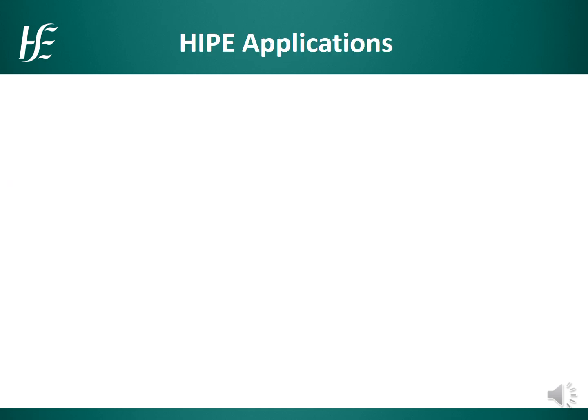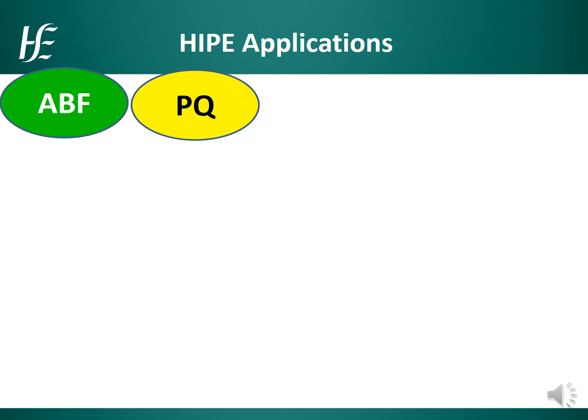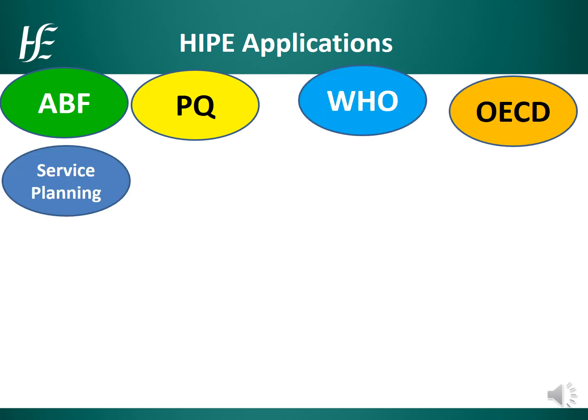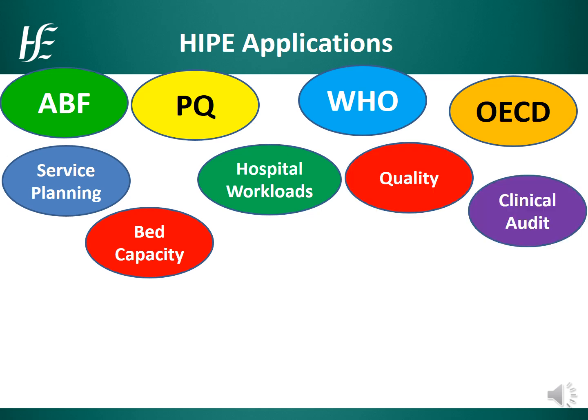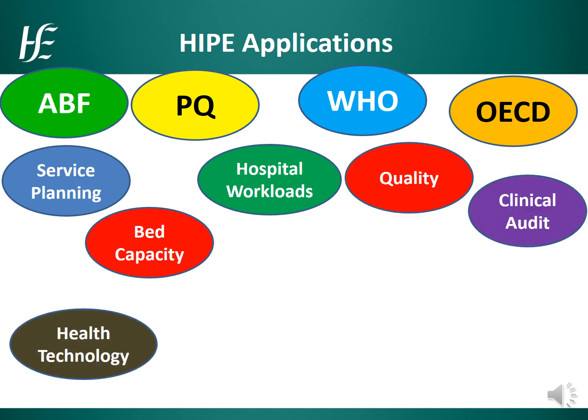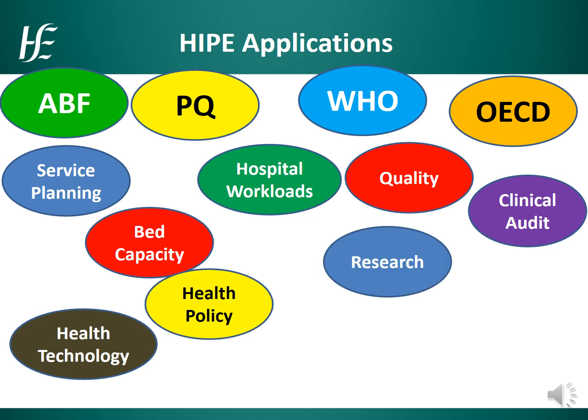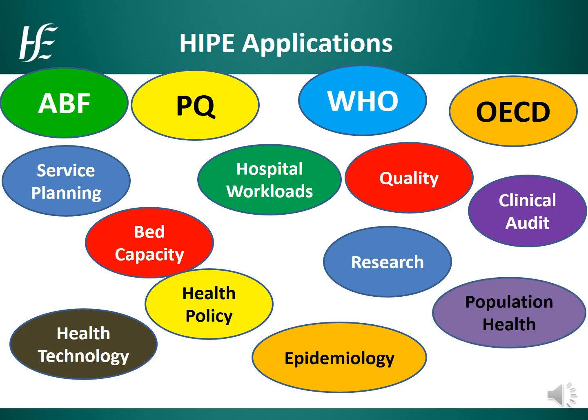The HIPE data collected by clinical coders is used for a number of applications, including activity-based funding, parliamentary questions, WHO and OECD statistics, service planning and bed capacity studies. It's also used for the measurement of hospital workloads, measuring quality, clinical audit and investigation, and health technology assessment. It provides data on health policies, supports research and epidemiological studies, and gives input to population health profiles.